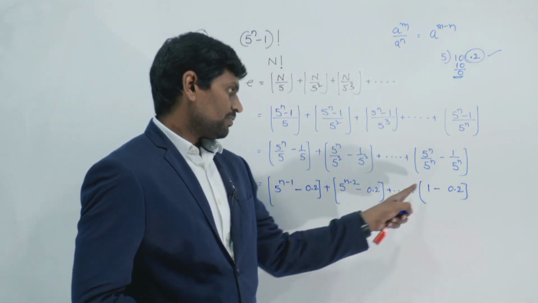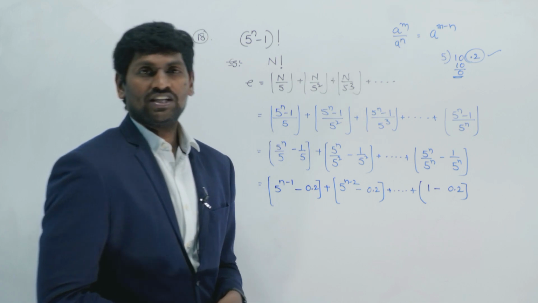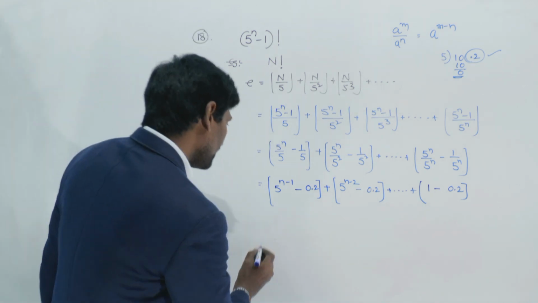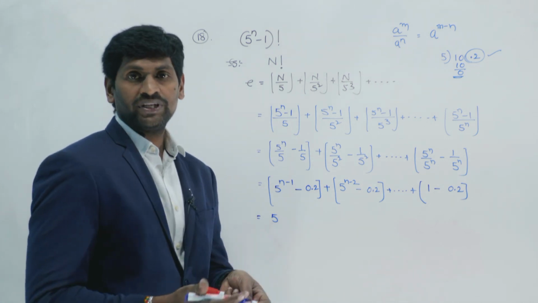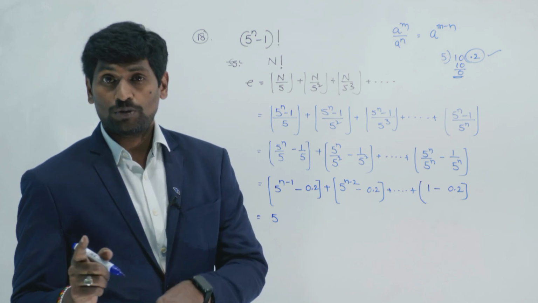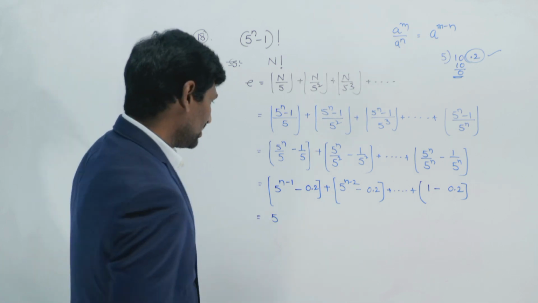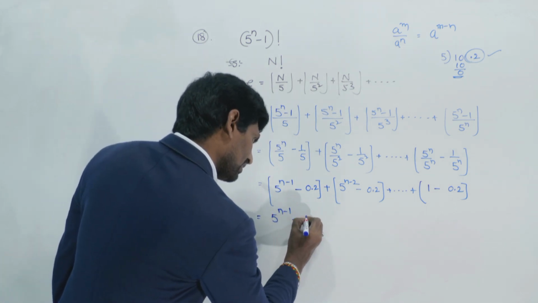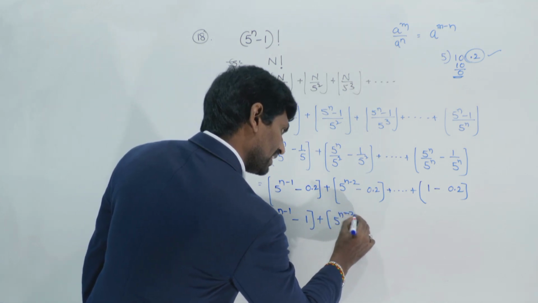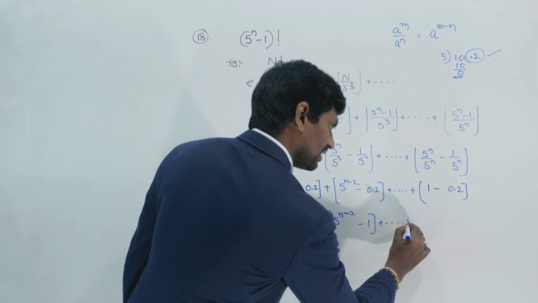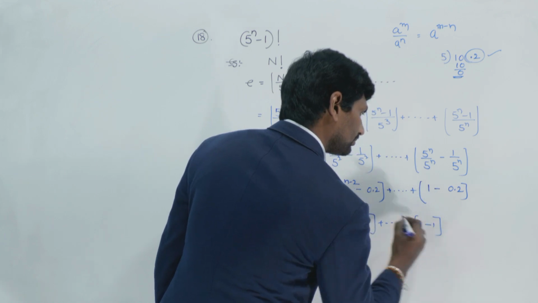So 0.2, 0.2, 0.2. While applying the greatest integer or least integer function, the 0.2 value is closer to 1. You should know about the least integer function, which will be introduced in the next synopsis. Until then you can remember that 0.1 or 0.2 value is 1. So this is 5 power n minus 1, plus 5 power n minus 2, minus 1 and so on.